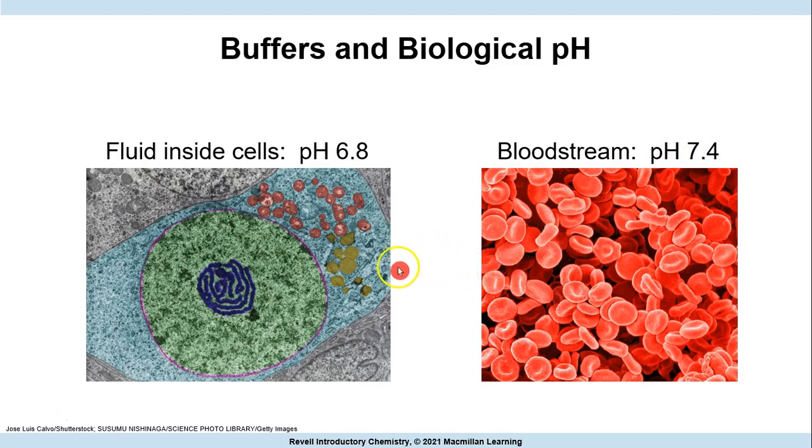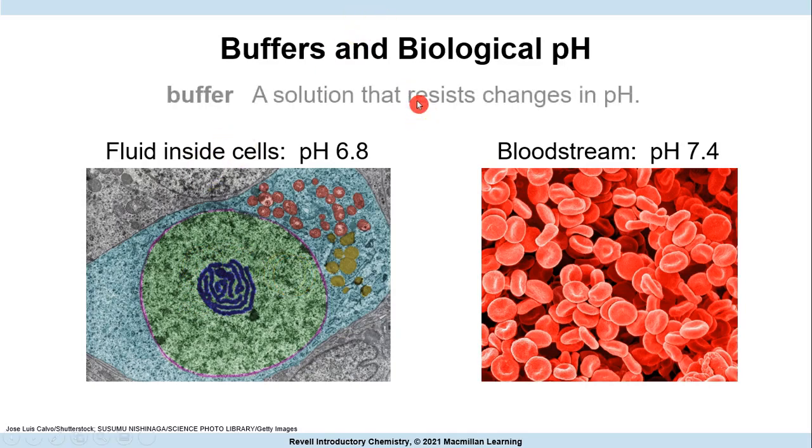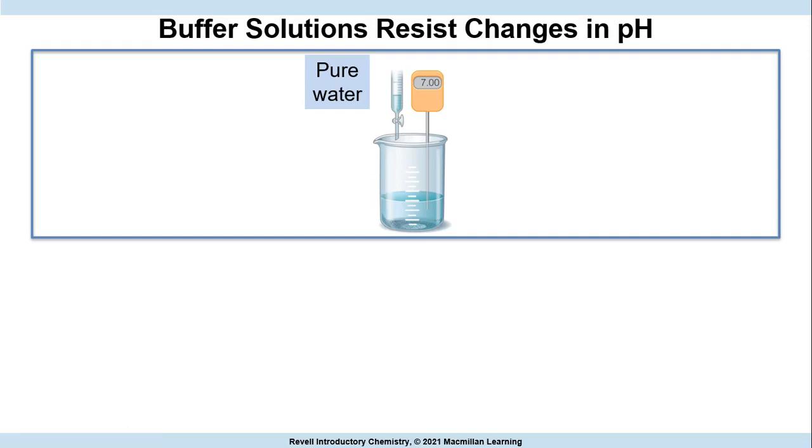How do our bodies remain within these ranges? To remain within these ranges, they use what are called buffer systems to keep the pH at healthy levels. A buffer is a solution that does not change when we add small amounts of acid or base. So a buffer solution will resist changes in pH when we add small amounts of acid and base. Now let's look at how this happens.